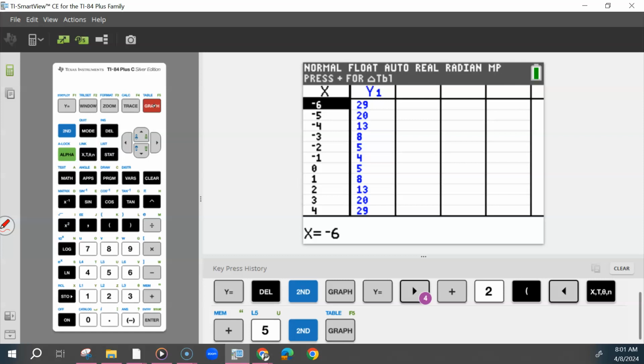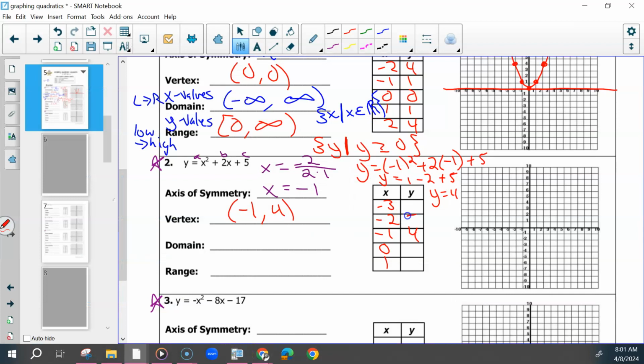5 and 8. Which means this is also 5 and 8. And then plot those points.